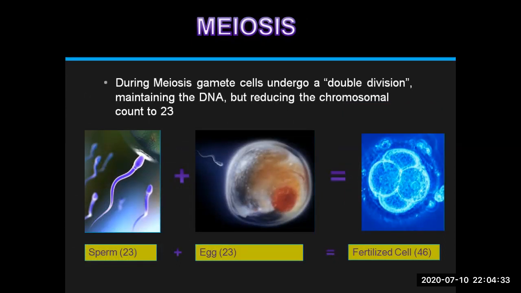During meiosis, gamete cells undergo double division, maintaining the DNA count but reducing the chromosomal count to 23. When 23 chromosomes of a sperm and 23 chromosomes of an egg combine, a fertilized cell having 46 chromosomes is formed.